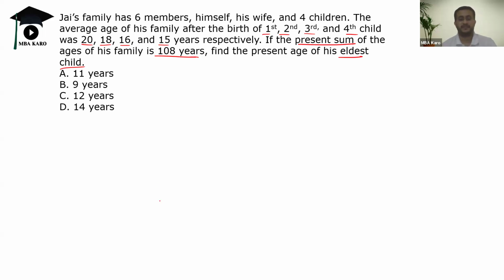So what are we given? We are given the average age after the birth of the first child, second child, third child, and fourth child. Here we will be using those principles of change in average upon the number of values. So that we will see.